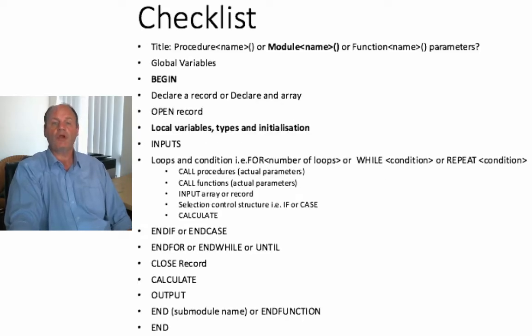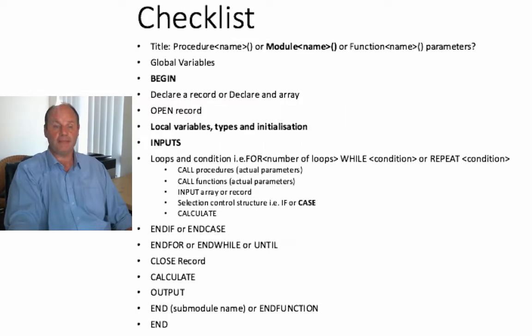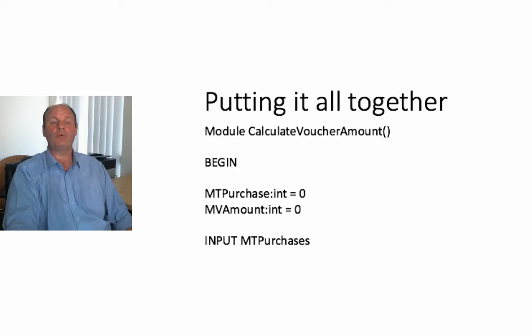After the word begin, we will put in the variables, the data types and any initialization. The reason we initialize is to clear any residual data from the last time the program was used. So in this case, both MT purchases and MV amount have a data type of integer and have been initialized to 0. We then put in the inputs. In this case, it will be the MT, meaning monthly total purchases.